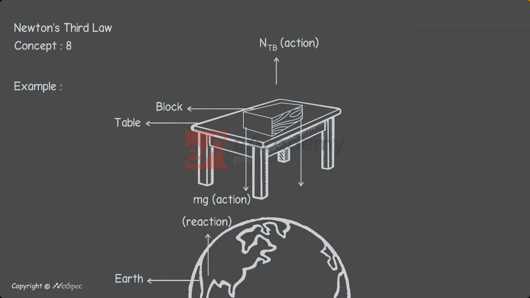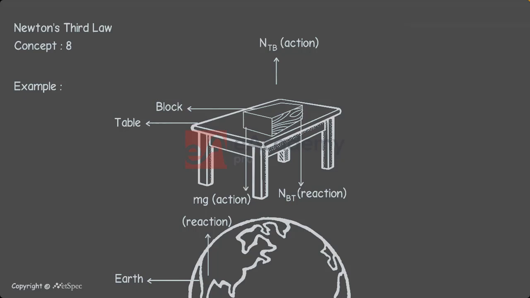Now another one. The normal reaction developed by the table on the block is in this direction. If we take this as an action, then what is the reaction for this one? The block develops the normal reaction on the table, that is the reaction force. So here, equal and opposite forces acting on a body need not be the action-reaction forces. Action-reaction always act on two different bodies.